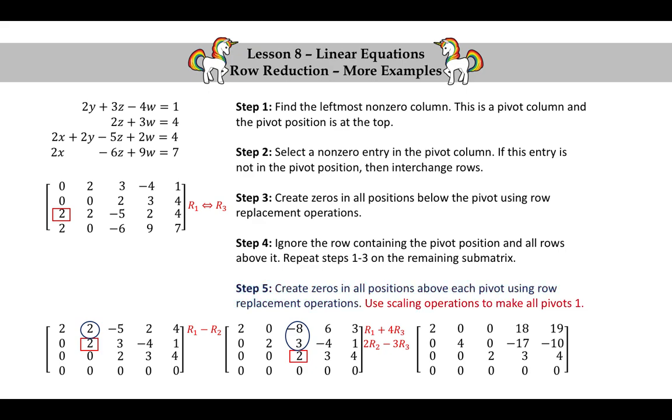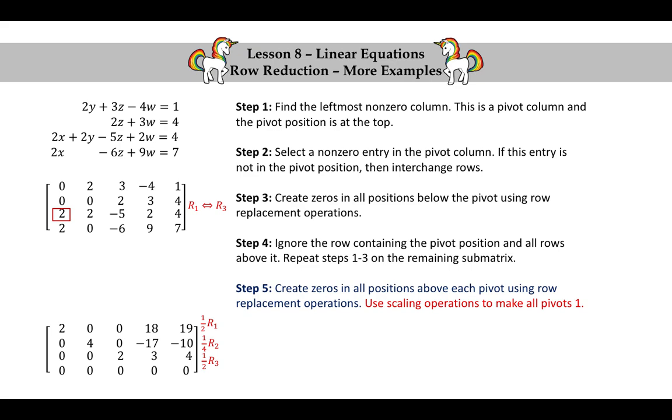Okay, great. So all we need to do now is use scaling operations to make all of those pivots 1. So we're going to do 1/2 row 1, 1/4 row 2, and 1/2 row 3. Okay, let's give ourselves a little room here. And this is the matrix we get after we do all that scaling.